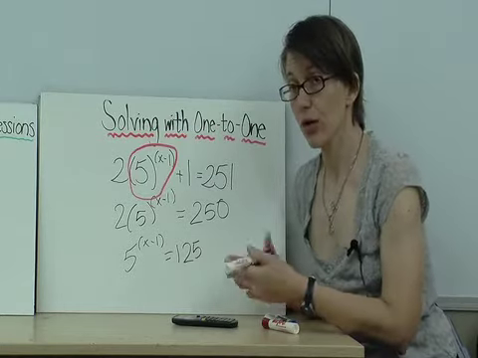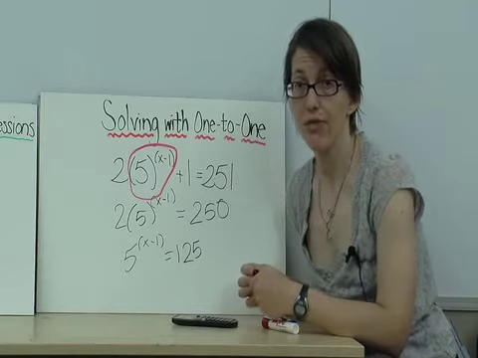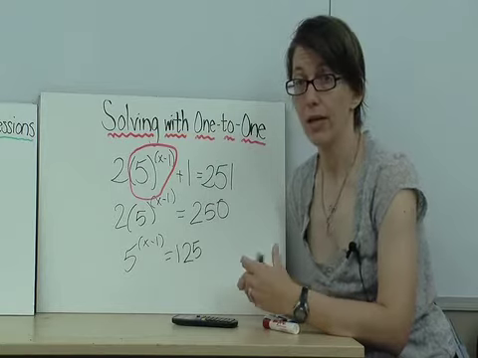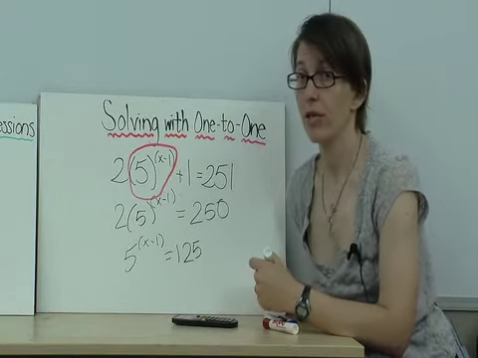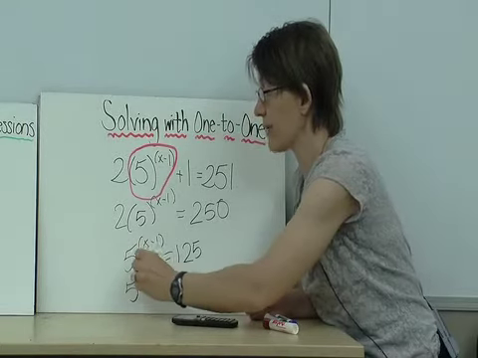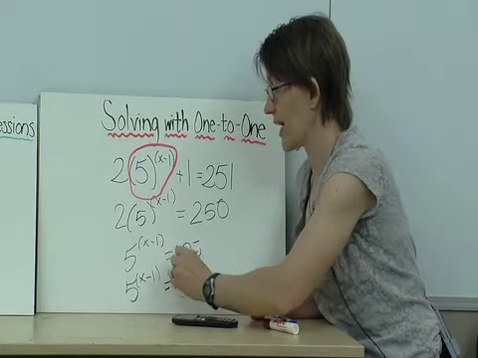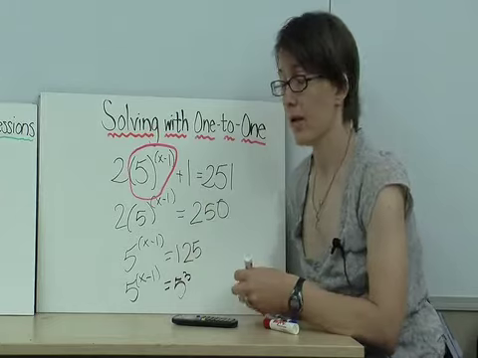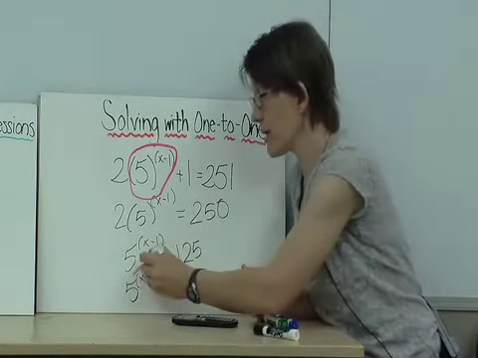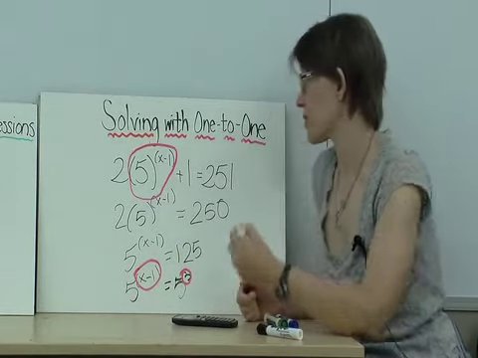Now, if you are not sure, a great way of figuring this out is just repeatedly divide 125 by 5 until you get to the number 1. On a calculator or by hand, you'll see that you can divide 125 by 5 3 times. So that means that I can rewrite 5 to the (x minus 1) as equal to 5 to the third power. The one-to-one property tells me if these expressions are equal to each other, it's because the exponents are equal. So now I have a really easy algebra equation to solve.